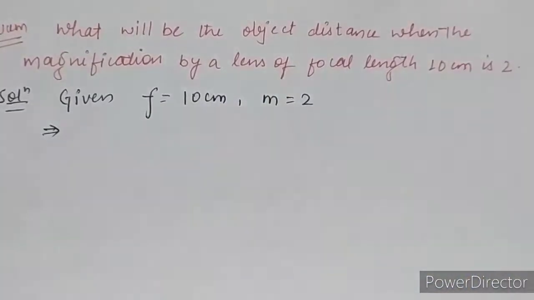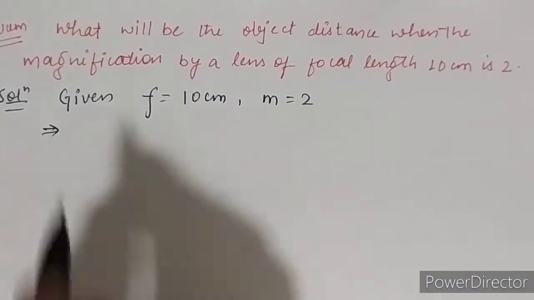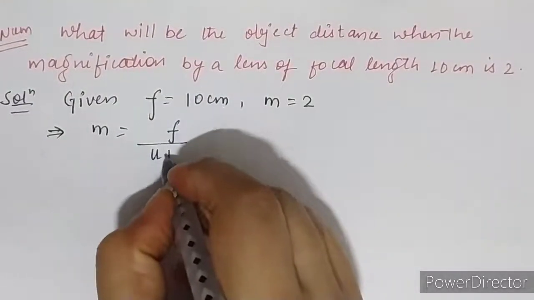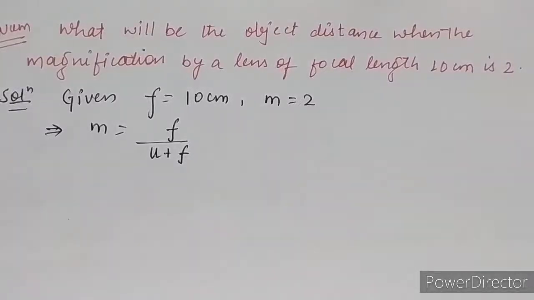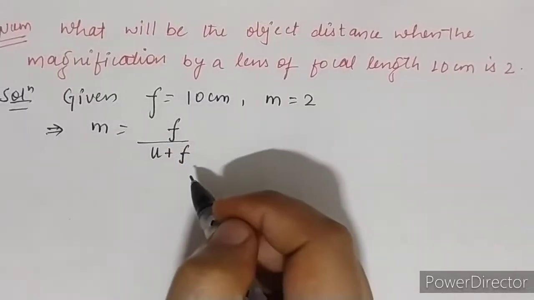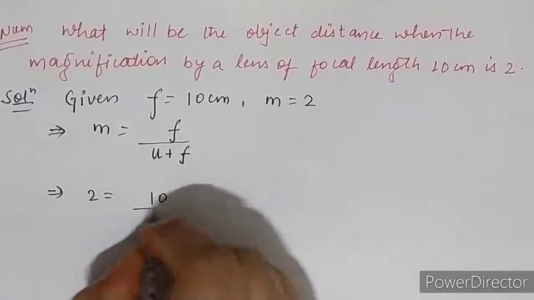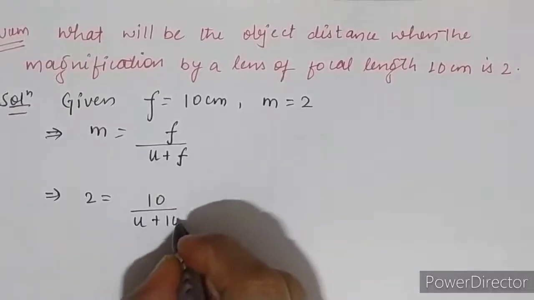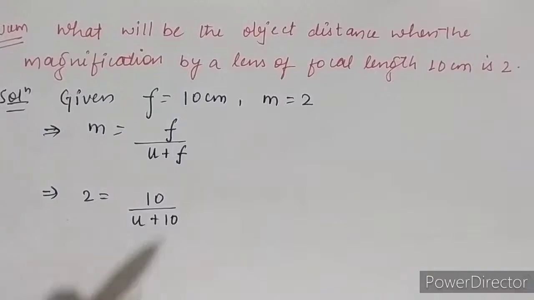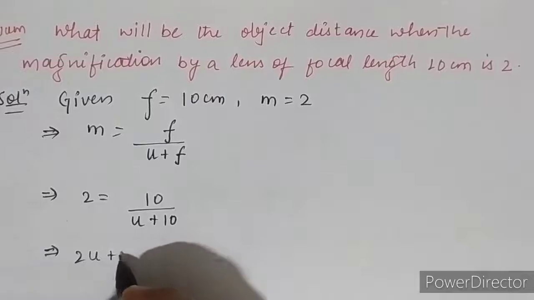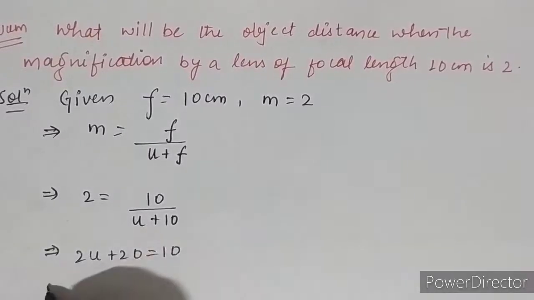You know the formula of magnification, beta. If you remember, the formula is m equals f upon u plus f. Now we have all these values. The value of m is 2, f is 10, u we have to calculate. When I do the cross multiplication, it will be 2u plus 20 is equal to 10.